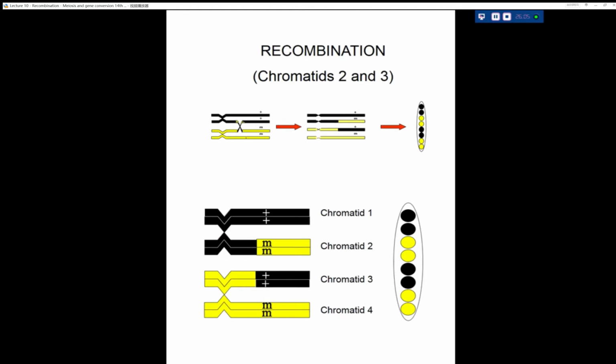Remember, each of those strands will give rise to one ascospore. So you've now got an arrangement where you've got 2 black, 2 yellow, 2 black, and 2 yellow. And you can see how that arises. So this is a normal arrangement generated through chiasma formation or homologous recombination.